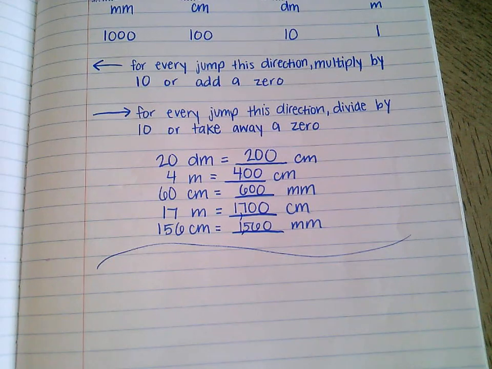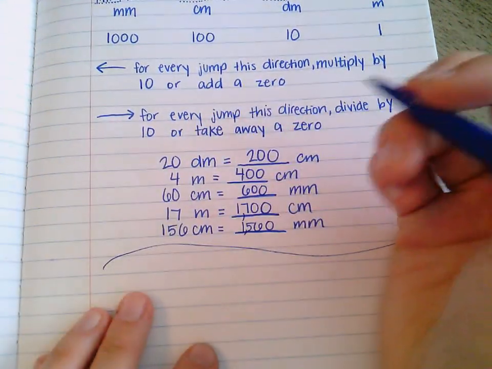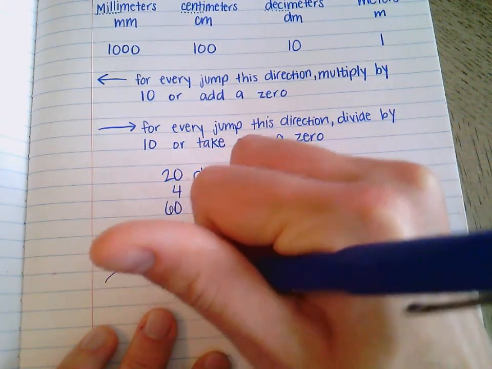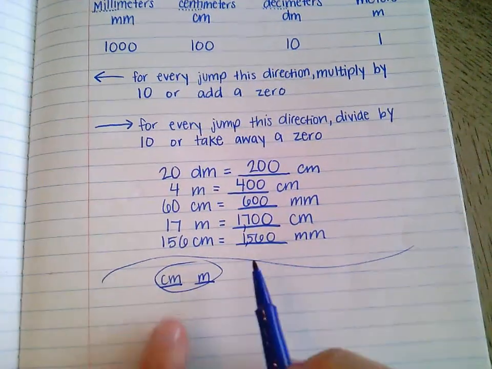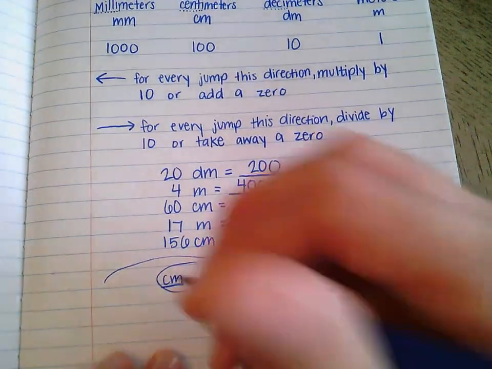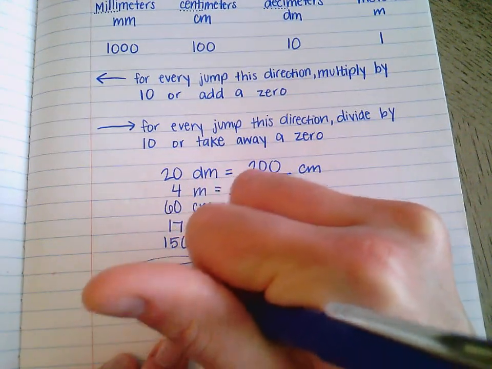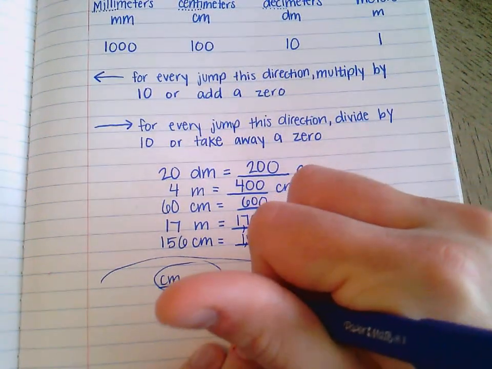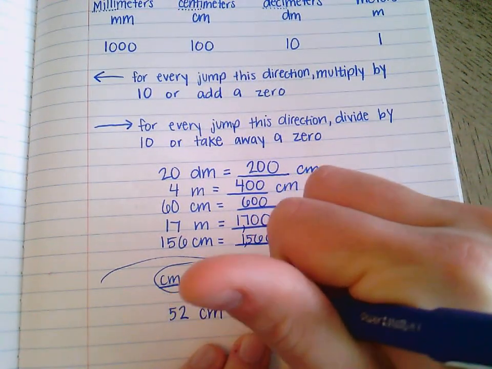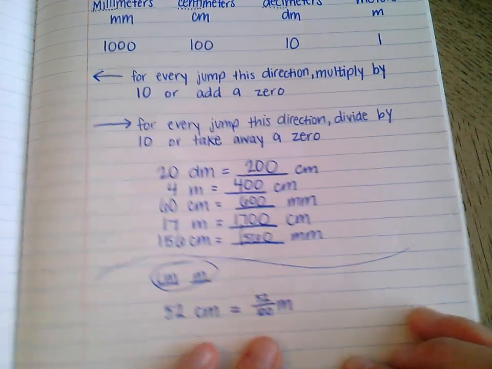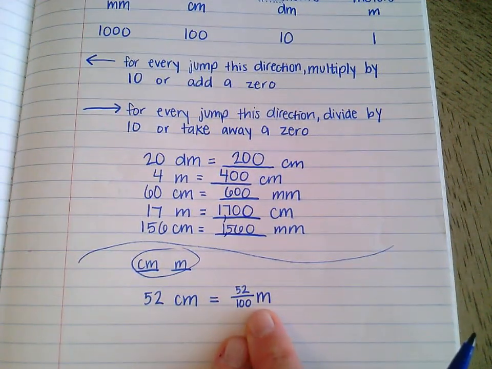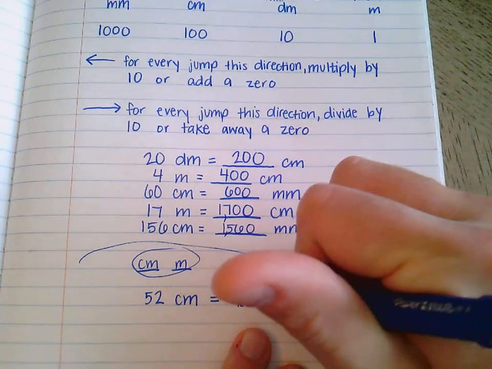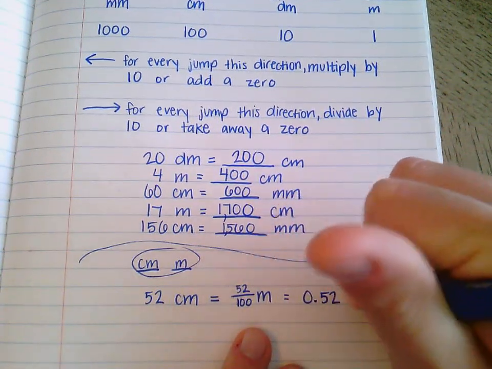Since I know that there are 100 centimeters in a meter, I can actually put centimeters and meters together, okay? So these actually go hand in hand. For example, if I have 52 centimeters, I can say, well, 52 centimeters is 52 out of 100 of a meter. So it's not a full meter, but I have 52 of the 100 that I need for a meter. I can also do that in decimal form.